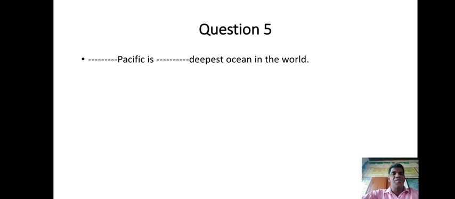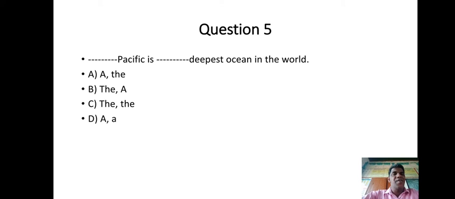And the last question is dash dash Pacific is dash dash deepest ocean in the world, and the answer is the Pacific is the deepest ocean in the world. The reason being, Pacific is the name of an ocean. So before the names of oceans also the article the is used, like the Pacific, the Atlantic, the Indian. And the deepest, the reason is deepest is a superlative degree adjective, and that is why it is the deepest.